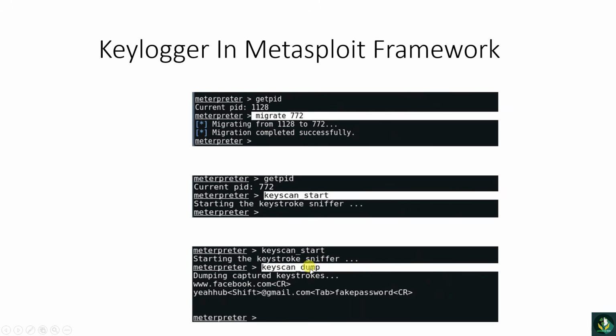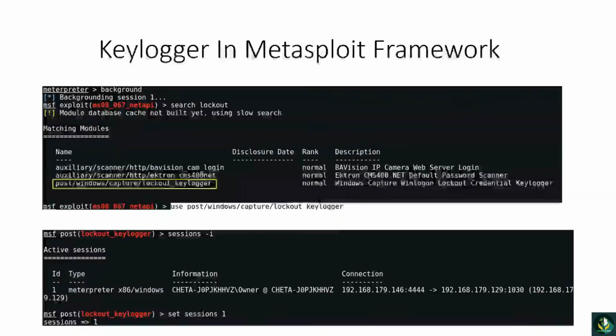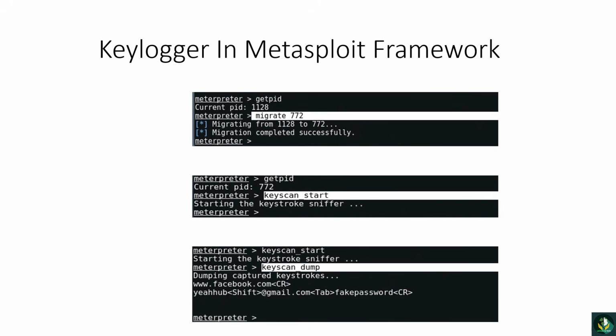Then this will give you, as you can see, facebook.com that I typed, and this one for gmail.com, and this is a fake password. To stop the keylogger module you can use keyscan_stop. To view the Metasploit sessions, just type sessions -i, and it will give you all the sessions of Metasploit.